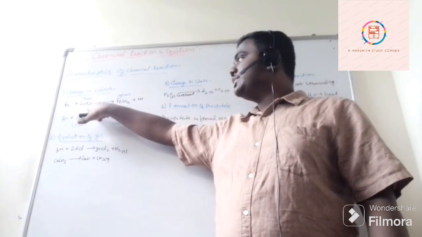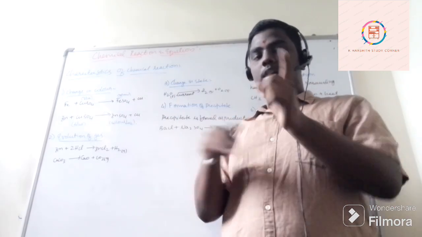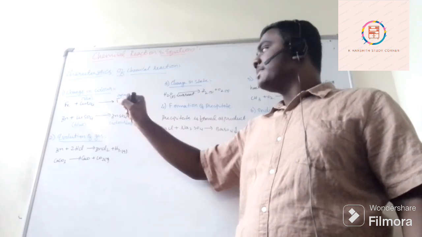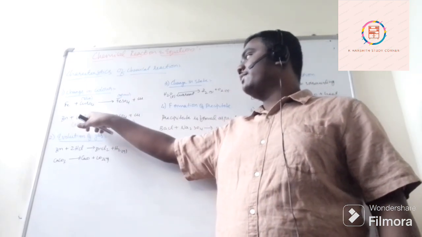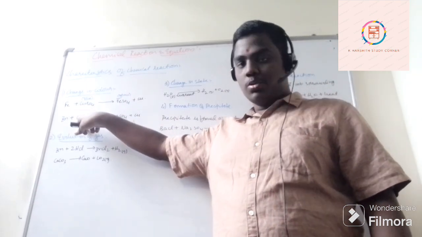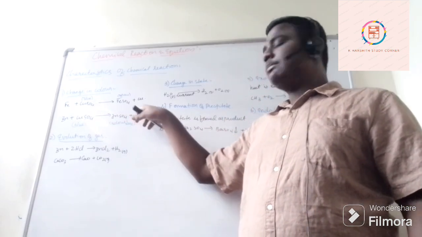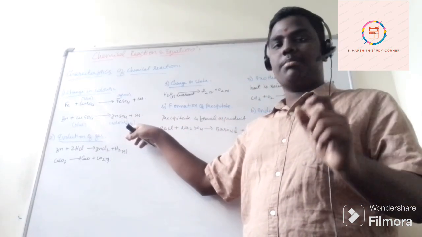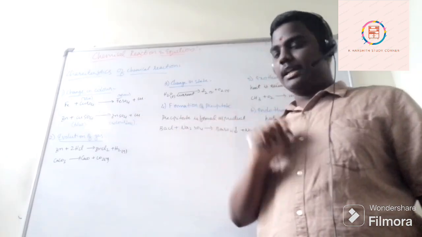Here the color of CuSO4 is blue. On reaction, it is forming green colored FeSO4. Okay. Similarly, zinc plus copper sulfate, where copper sulfate is again blue here, is giving zinc sulfate plus copper, where ZnSO4 or zinc sulfate is a colorless compound. So there is a change in the color.